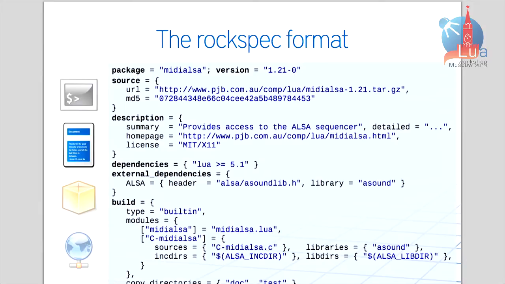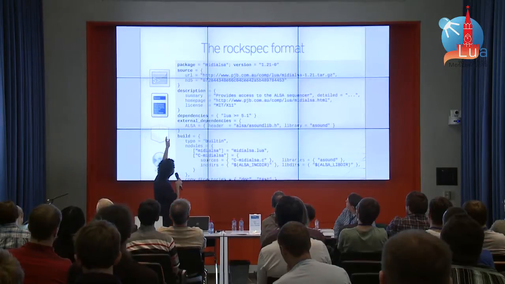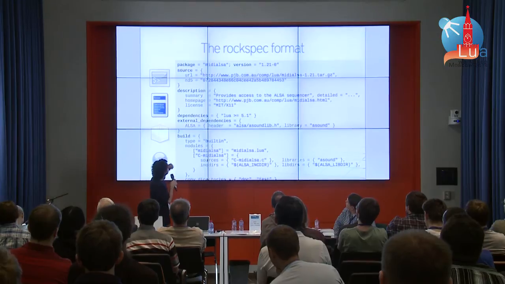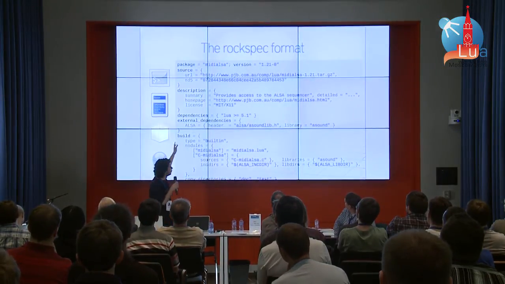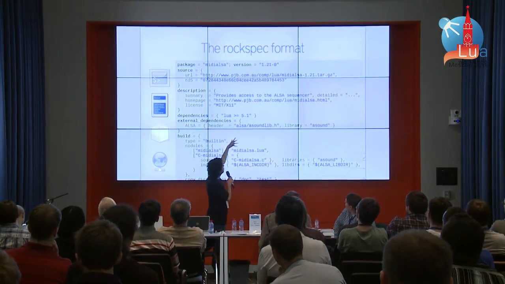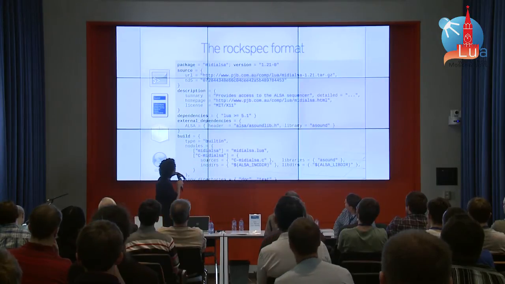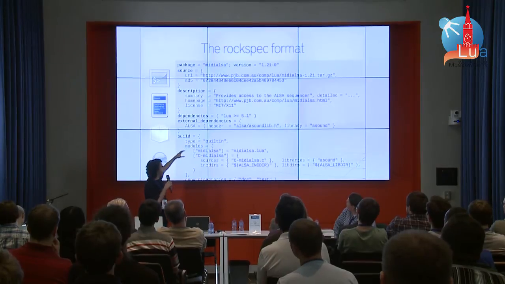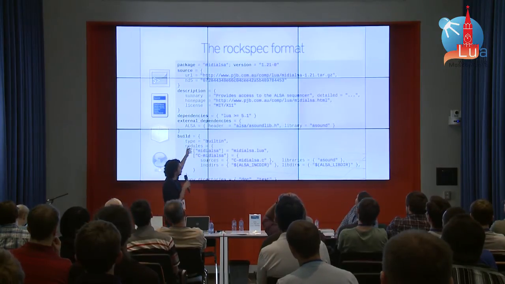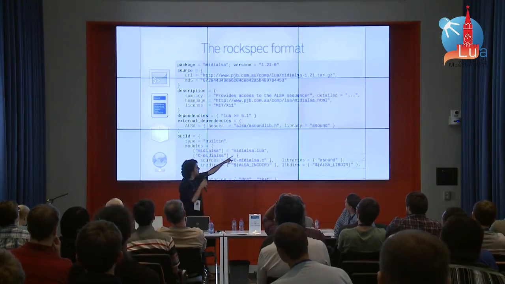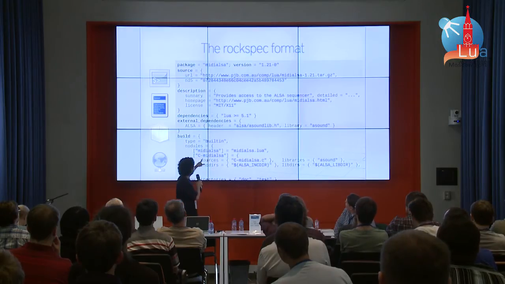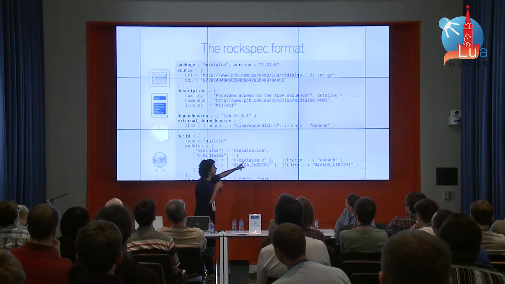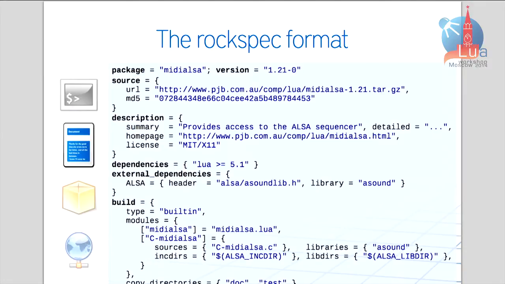And so we have some metadata. You can specify dependencies. You can actually specify external dependencies on other C libraries. So here's ALSA, the sound library for Linux. And you have the build section. Here we have a declarative way of showing the modules. This module is a Lua file, but for this one, we'll have to compile this C file, we have to link this library and things like that.